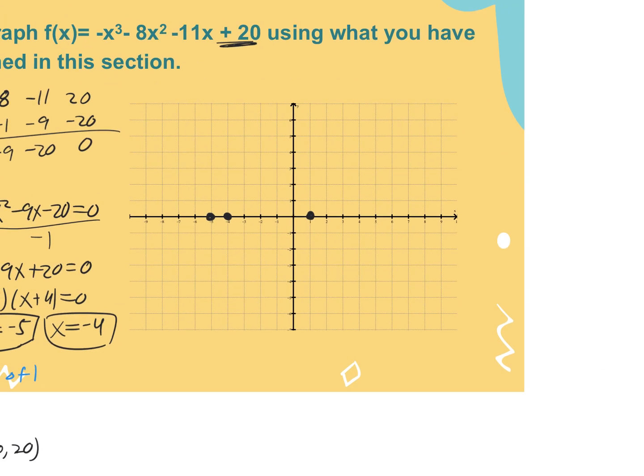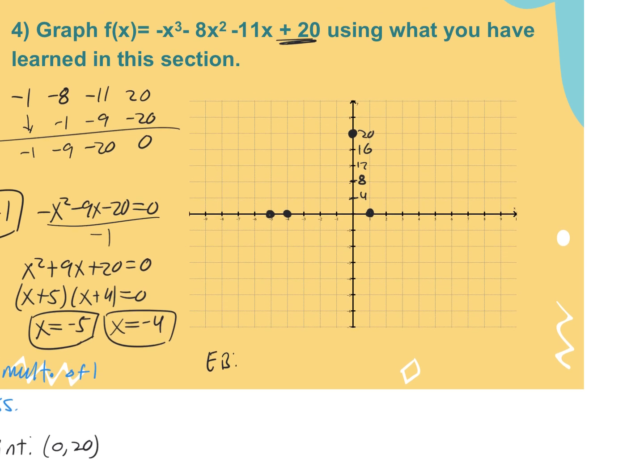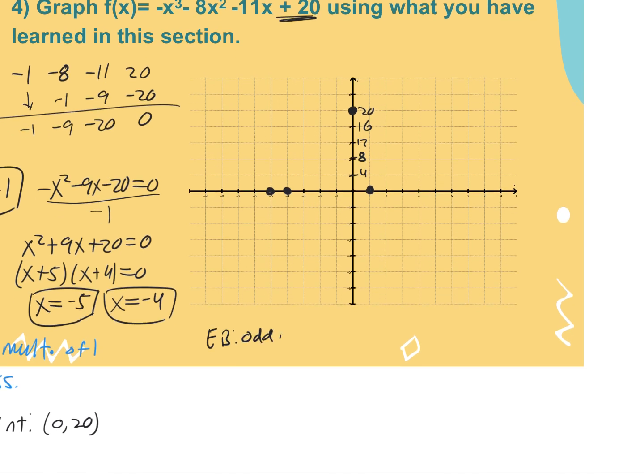All right, I'll go by 4s this time. I'm going to do 4, 8, 12, 16, 20, and there's our y-intercept. So I'll plot that there. I want to know what my end behaviors are. Since this is odd negative, it's actually going to be the opposite of what we did in the previous 2 examples. So it's going to go up and then down. At my end behaviors, I know it's going to go up, and then here it's going to go down.